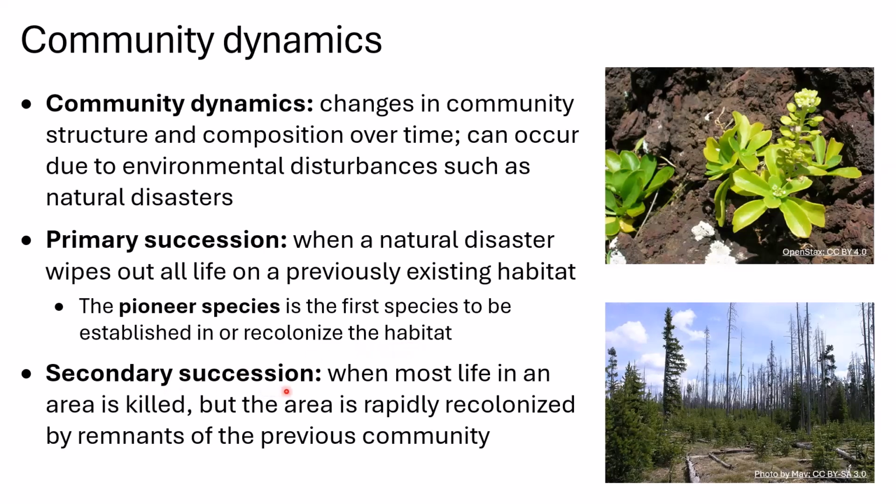Secondary succession occurs when most life in an area is killed, but the soil can still support life and vegetation. The remnants of the previous community are then able to rapidly recolonize the area. For example, a wildfire will clear out many species in an area, destroying trees and killing animals that were unable to flee. With the trees gone, other plants now have more access to sunlight, allowing these plants to begin growing. Eventually, the habitat will resemble the community that existed prior to the event.